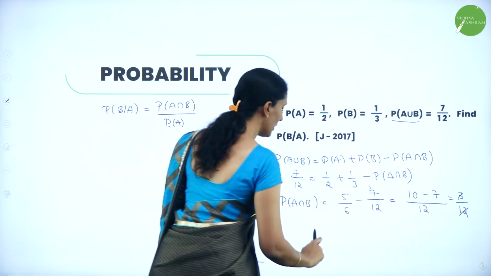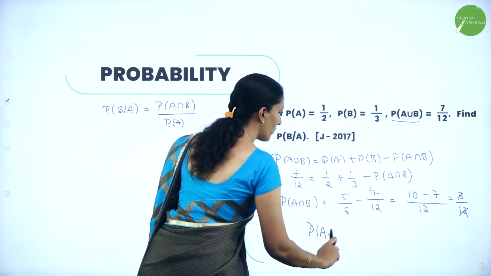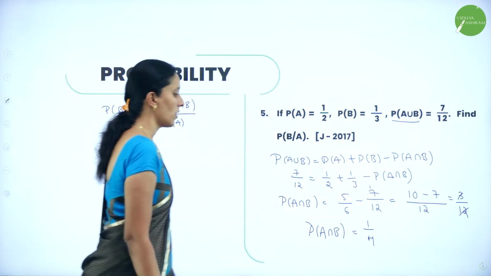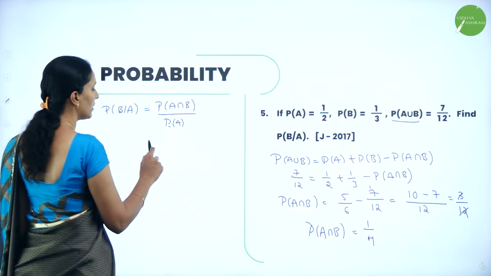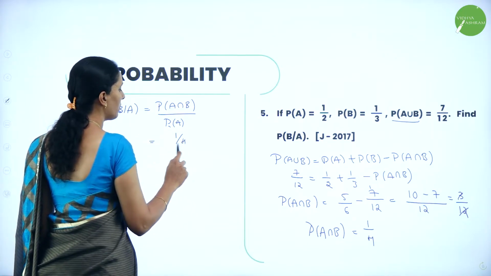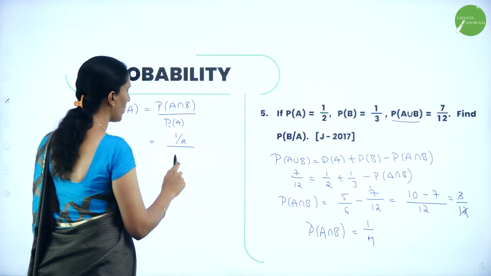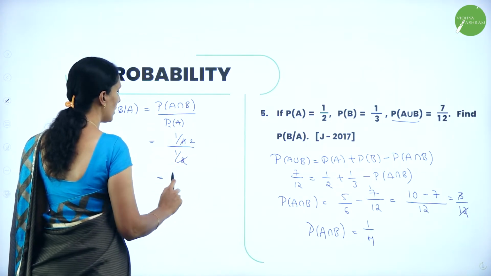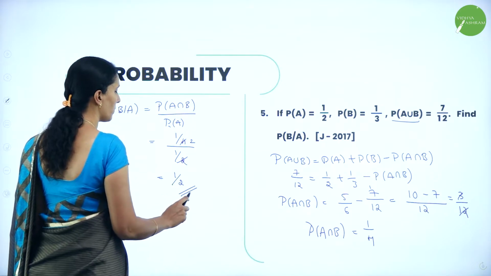Again, when you cancel it, you will get probability of A intersection B is equal to 1 divided by 4. Now let us substitute here. The value is 1 divided by 4 and probability of A is 1 divided by 2. Cancels. So the value is equal to 1 by 2.